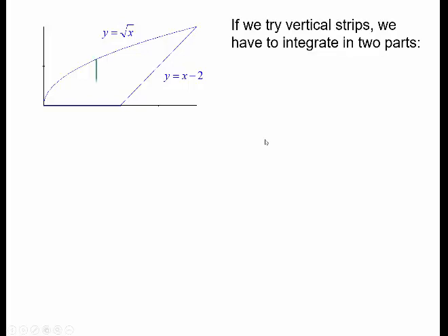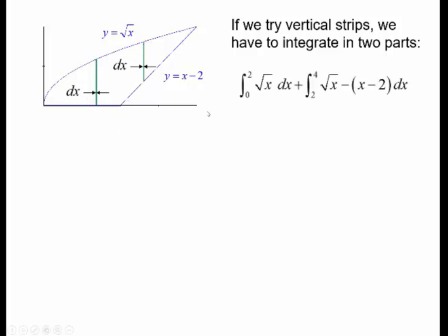All right, let's try this one right here. Find the area above the x-axis that falls between y equals x minus 2 and the square root of x. If we try to integrate with vertical strips, here's the thing: you have to integrate in two parts. You see where the bottom part of this strip ends here, whereas the bottom part of this strip is actually this line. So you could do that in two parts.